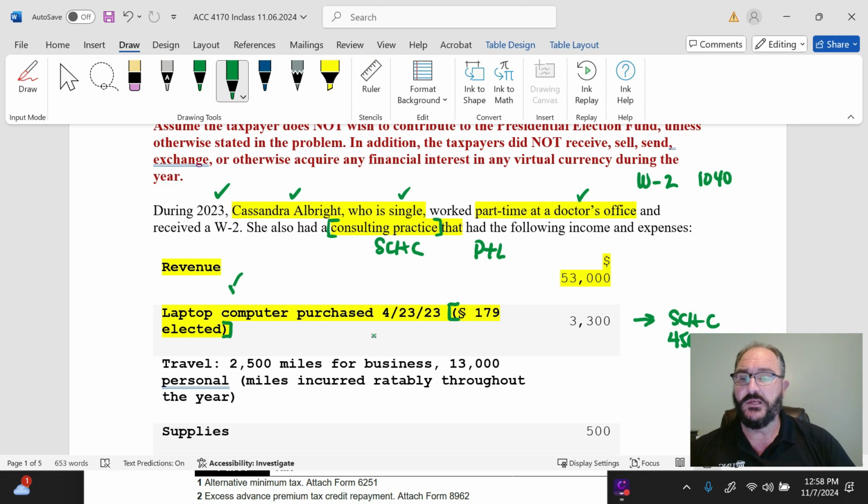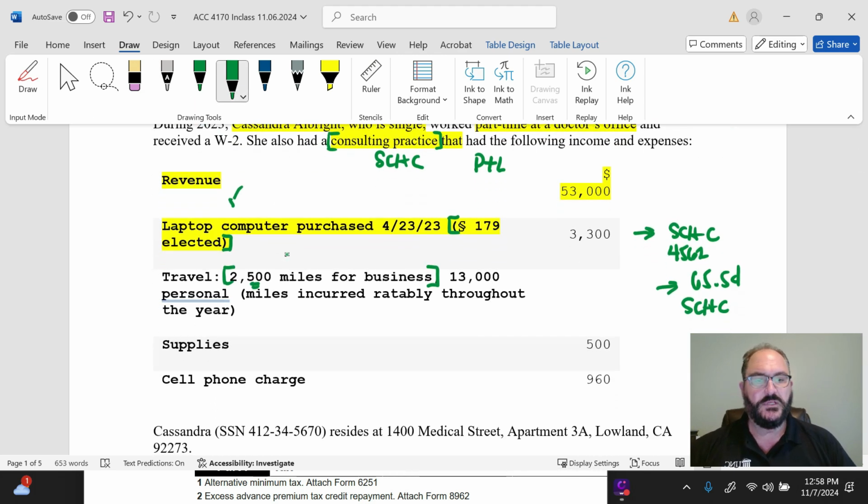Then she also traveled some miles for business, 2,500 miles for business, right? And what we're going to do with that, we're going to use the mileage. There's a mileage rate, okay? Hang on, let me write it over here. There's going to be a mileage rate. Okay, I think it's 65.5 cents per mile. And this is going to be on Schedule C as well. Okay. All right. She also had some supplies. That's going to be Schedule C. And a cell phone she used, Schedule C.